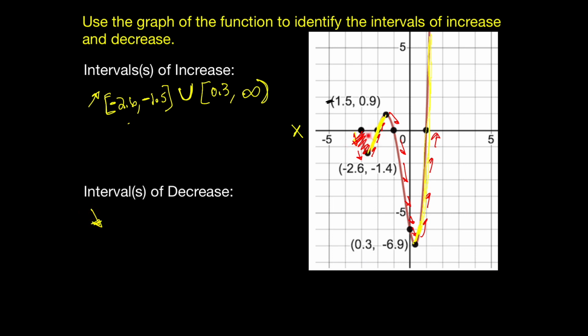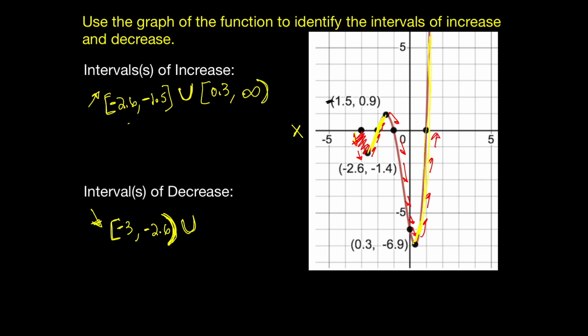And that occurs at two places. The first one's going to happen from negative 3 all the way to negative 2.6. So I'm going to include the negative 3. However, I'm not going to include the negative 2.6 because remember that we already established that the negative 2.6 is part of the interval of increase. So it cannot be in both locations. So here I'm going to put a parenthesis to indicate that the negative 2.6 is not part of the decrease.